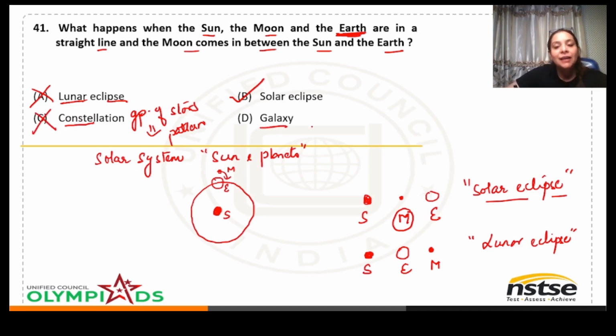And galaxy comprises dust, celestial bodies, and everything which is present forms the galaxy. Like we live in the Milky Way galaxy, which is called Akashganga also. So again, it is not galaxy. So therefore the correct answer is option B. Solar eclipse is caused when the moon is in the center of sun and earth as given in the question.